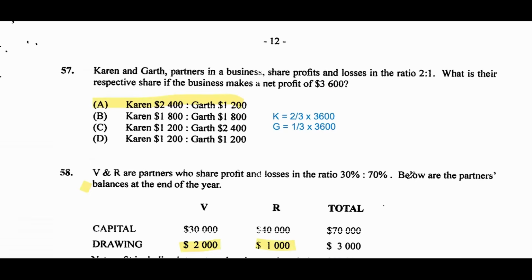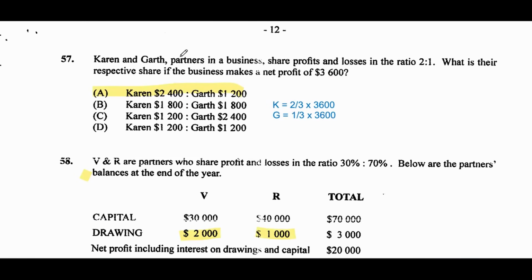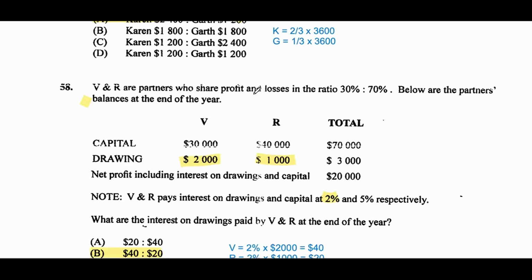Good. Question 57, guys. Karen and Gart, partners in a business, share profits and losses in a ratio of 2 to 1. What is their respective share if the business makes a net profit of $3,600? Well, there's a ratio sort of question, 2 to 1. K is getting 2/3, G is getting 1/3, simply 2/3 by 3,600 for K, and G gonna get 1/3 by 3,600. Answers A. Karen 2,400, got 1,200.